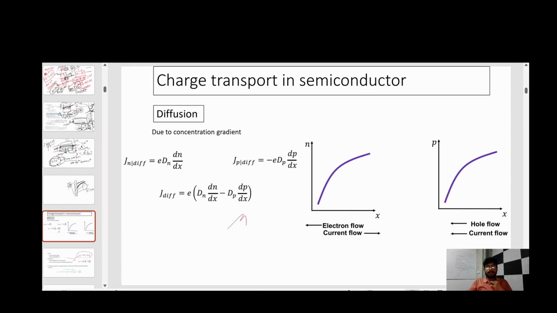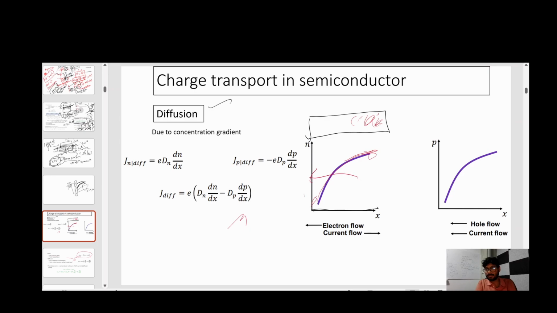Now there is a diffusion of the charge carriers. Why does diffusion happen? Diffusion happens because of the concentration gradient of the charge carriers. If you are doping the semiconductor along the direction X, with the highest doping in this region, the electrons are higher in this region and lower in this region, so they will flow in this direction.